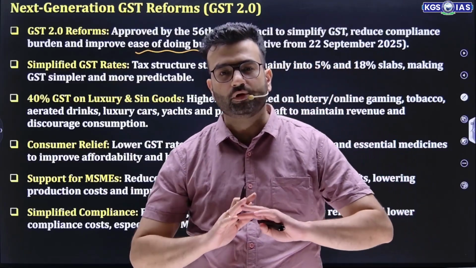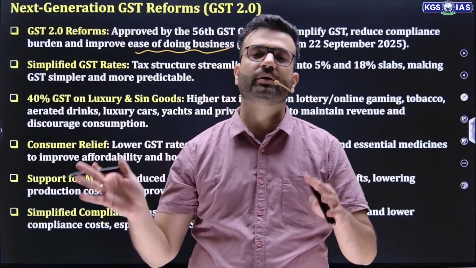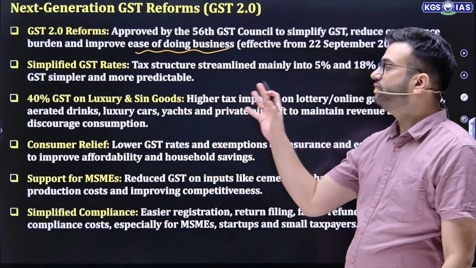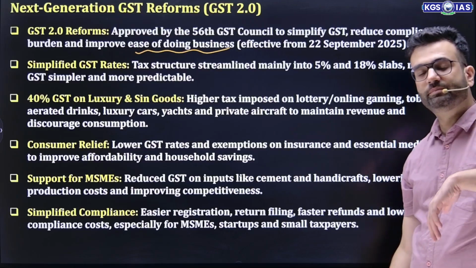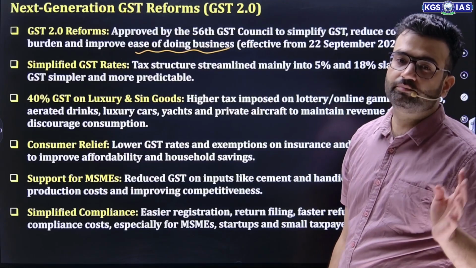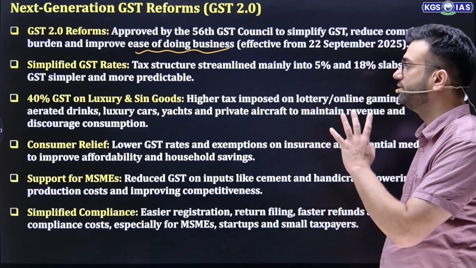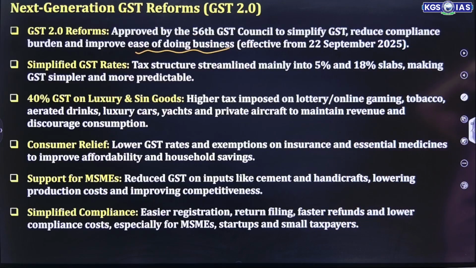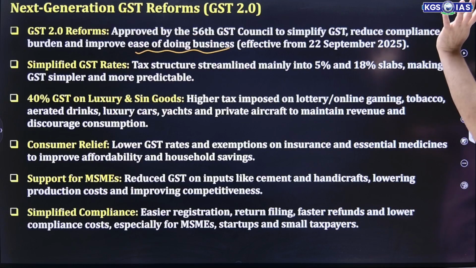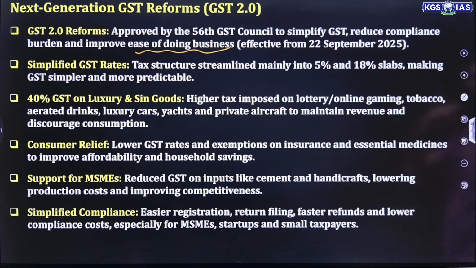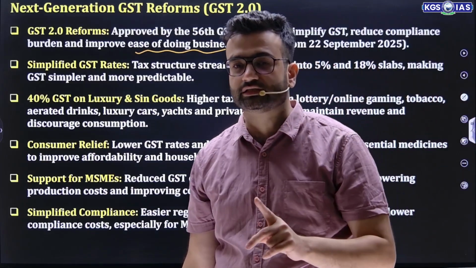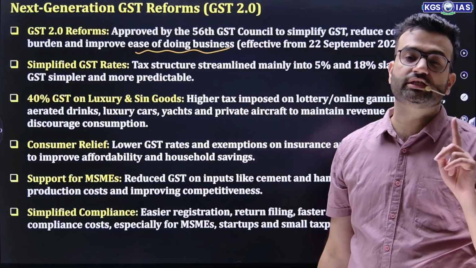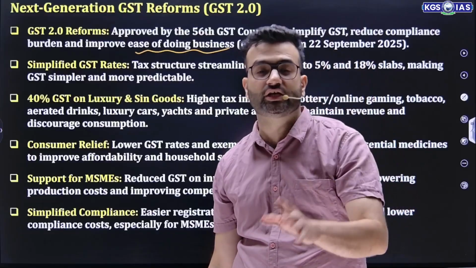To make it more predictable and easier, there is a 40% GST on luxury and sin goods, those goods which the government wants people to consume less, so they impose higher GST rates on them. So higher tax is imposed on lottery, online gaming, tobacco, aerated drinks, luxury cars, yachts, and private aircraft to maintain revenue and discourage consumption. Then a very important point: the GST Council also understands that we need to reduce the GST or exempt the GST on most essential categories.